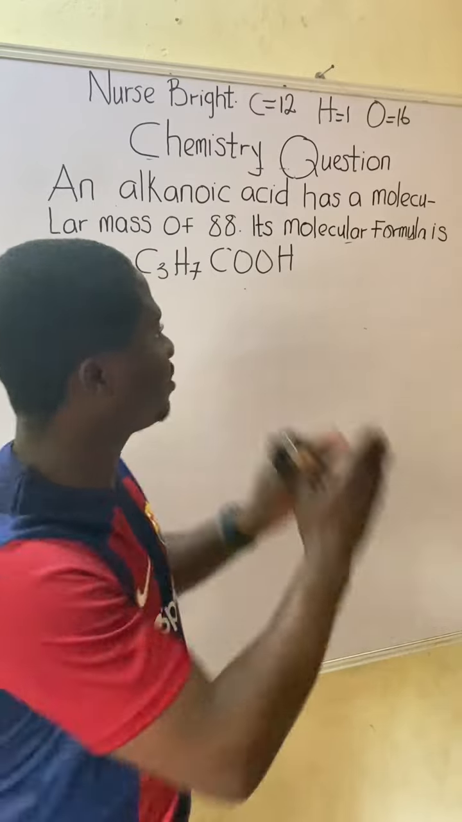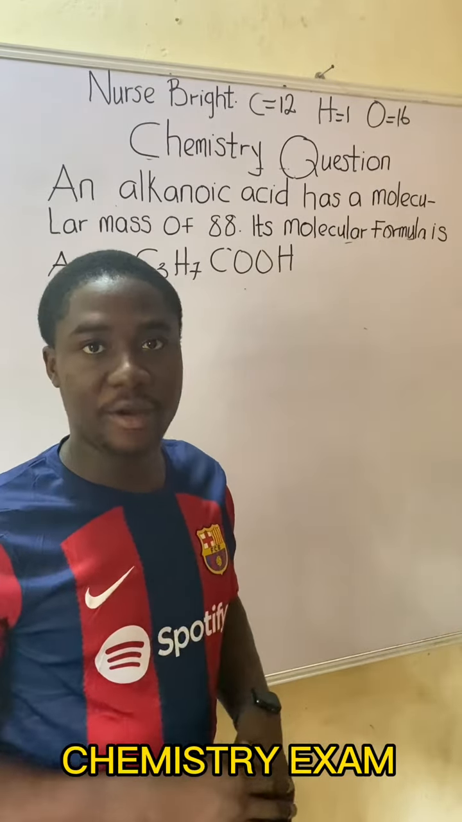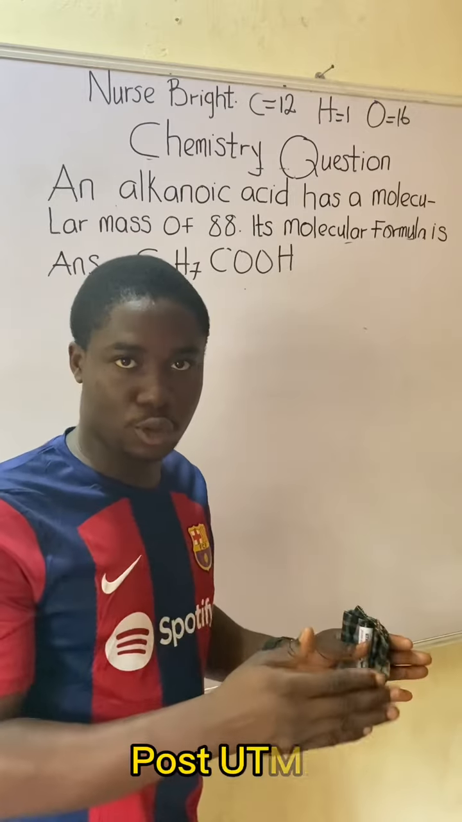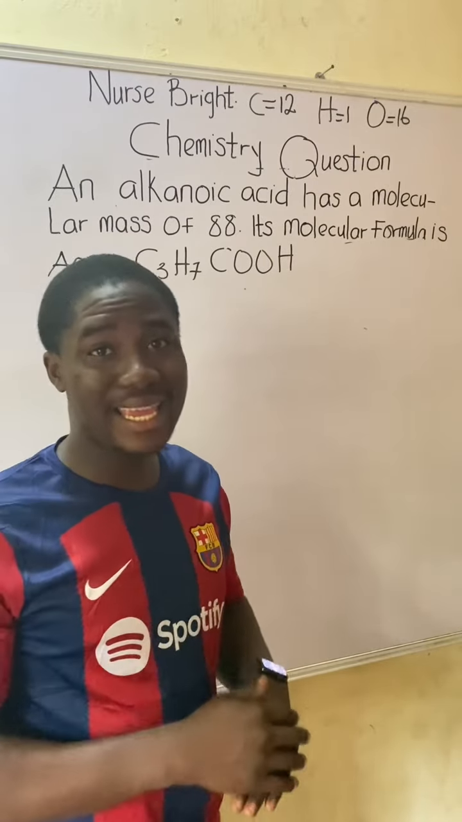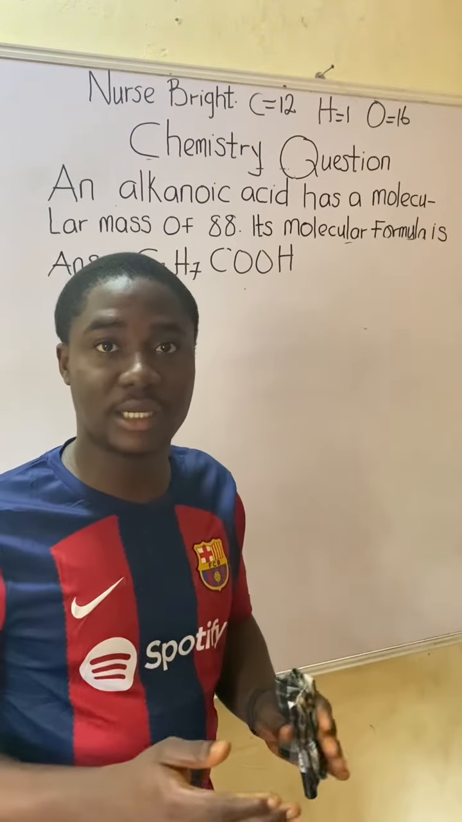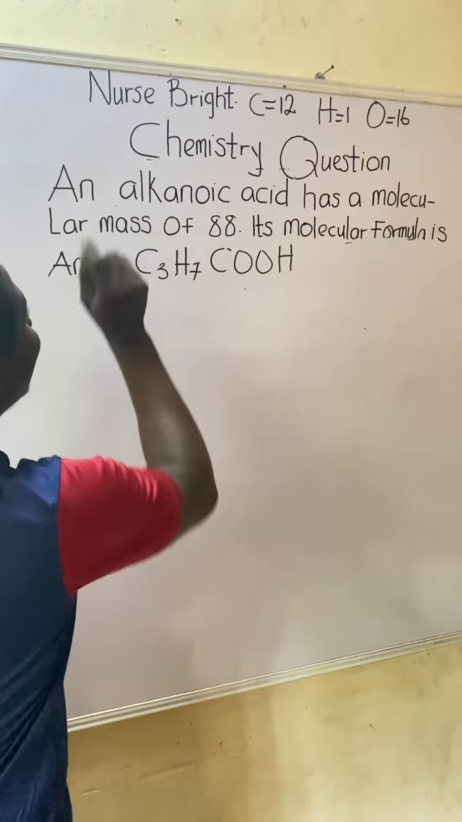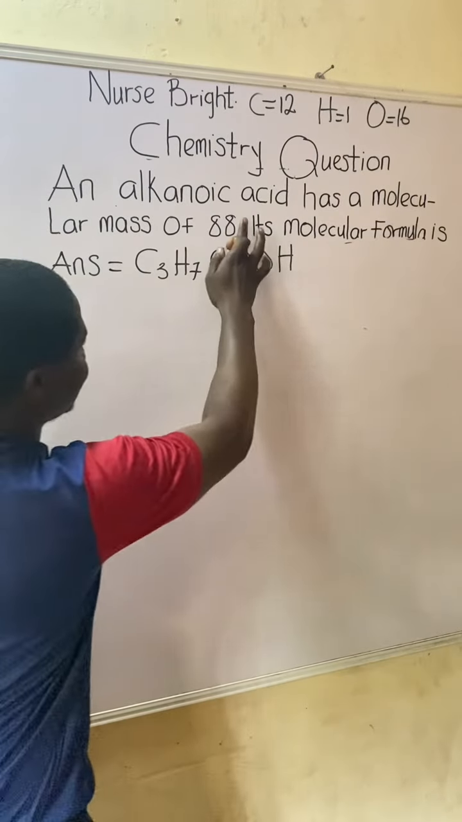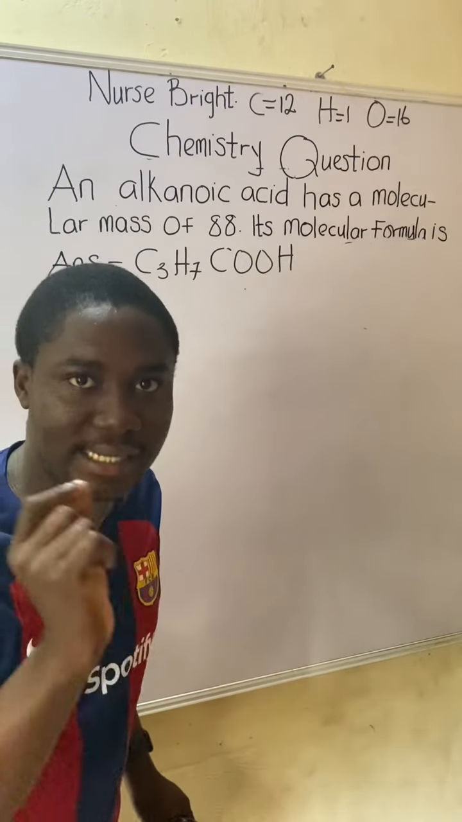You came across this question in your chemistry exam, be it you are preparing to write the JAMB exam, post-UTME examination, or even if you are in your first year in a university. How will you solve it? It is extremely easy. Now let's solve together. The question says an alkanoic acid has a molecular mass of 88.